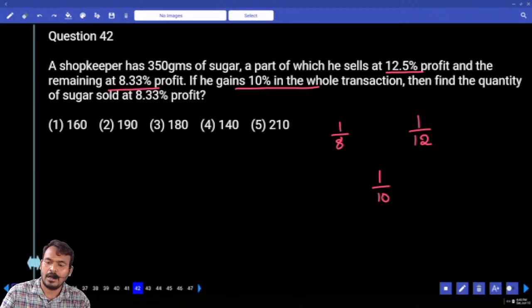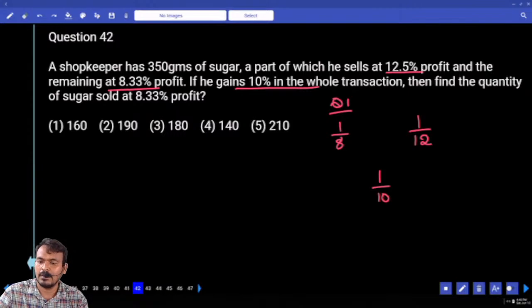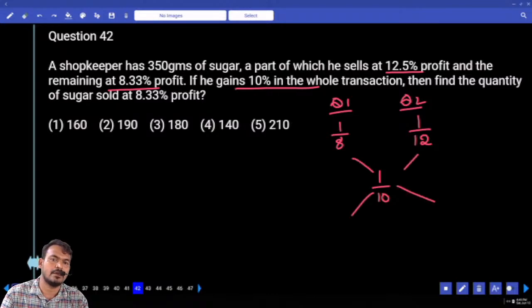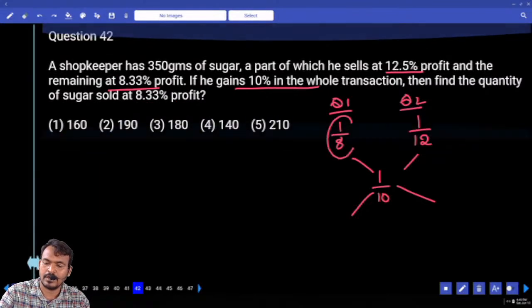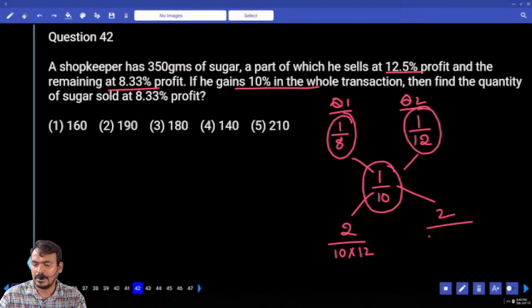Okay. On quantity 1, you are getting a profit of 1 by 8. On quantity 2, you are getting a profit of 1 by 12. On both the quantities, you are getting a profit of 1 by 10. Okay. By using alligation, we get the ratio 1 by 10 and 1 by 12. 2 by 10 into 12. Another one, 2 by 10 into 8. 2 gets cancelled, 10 also cancels.